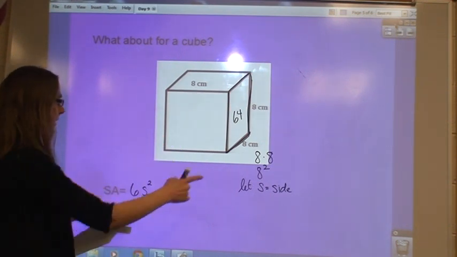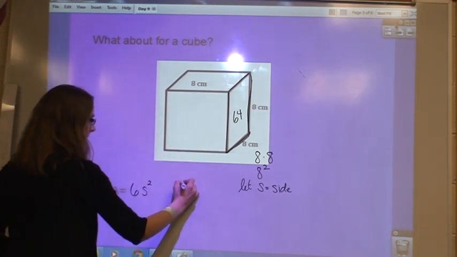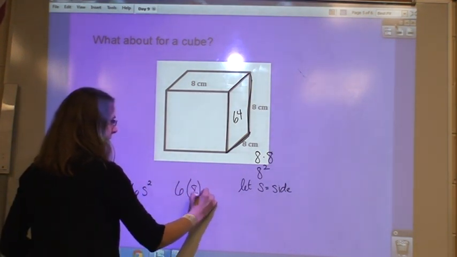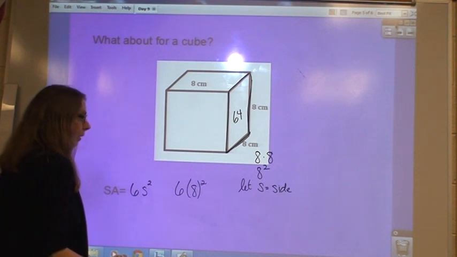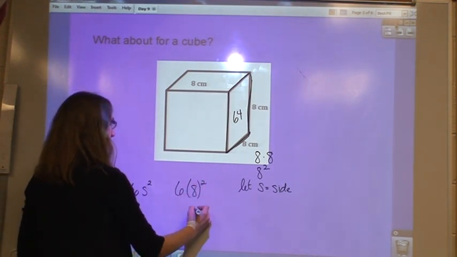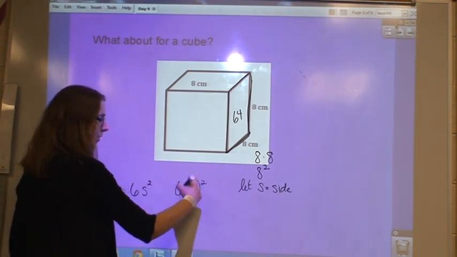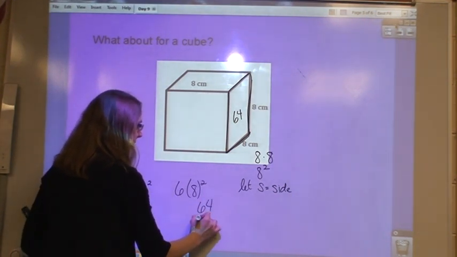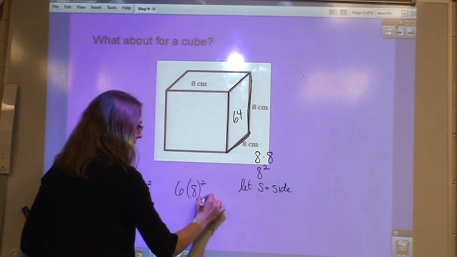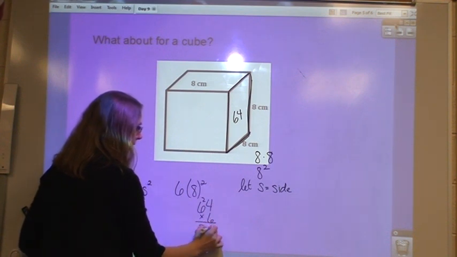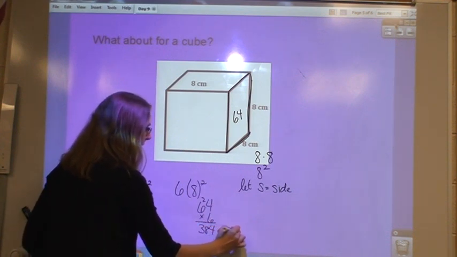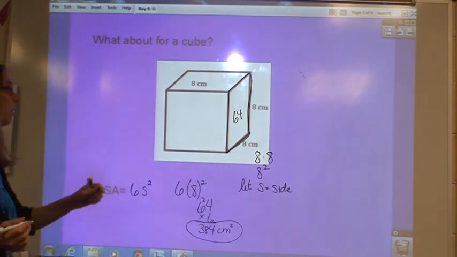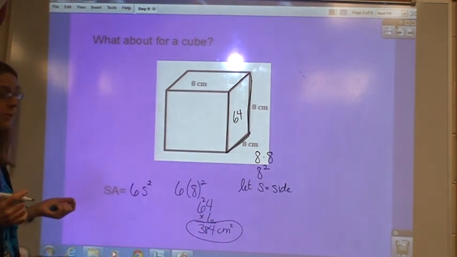If I wanted to find the area of this one, I would just have 6 times 8 squared. And then I would have 8 squared, well that's 64. Remember your order of operations says you do exponents first. And then I just have 64 times 6, which is 384 centimeters squared, and that was way faster than doing everything else, but it will only work for a cube because all of the sides are the same.